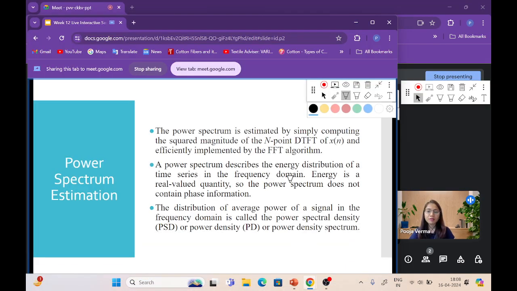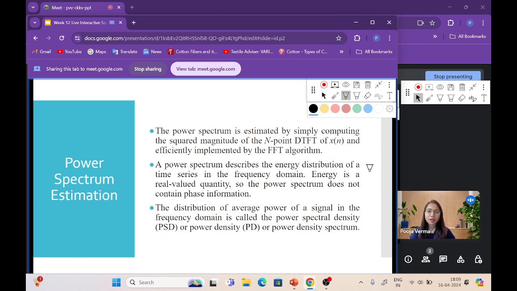So first, what is power spectrum estimation? Power spectrum estimation describes the energy distribution of a time series in the frequency domain. It is a random signal in the time domain, and we need to estimate it in the frequency domain. Energy is a real valued quantity, so the power spectrum does not contain any phase information. Power spectrum only contains the magnitude information, not the phase information.